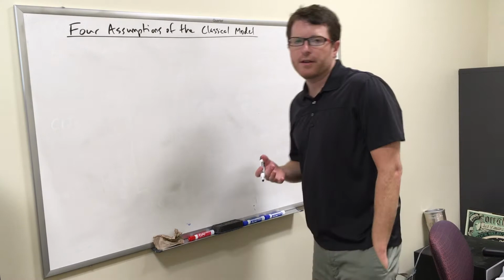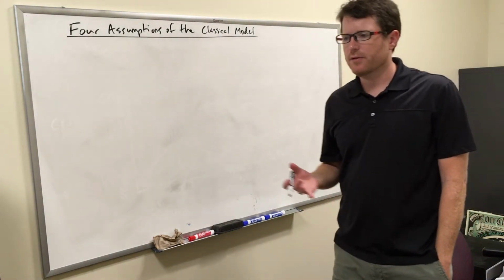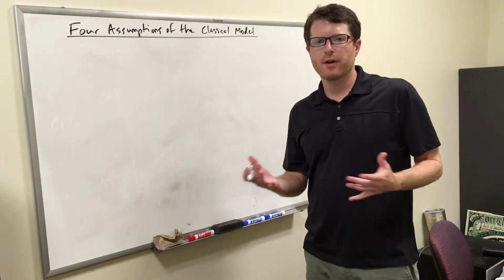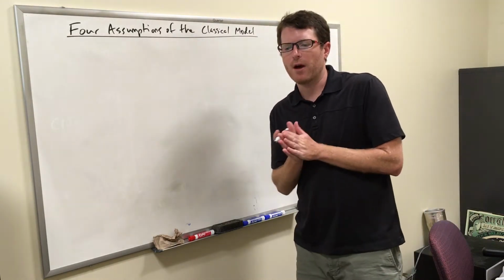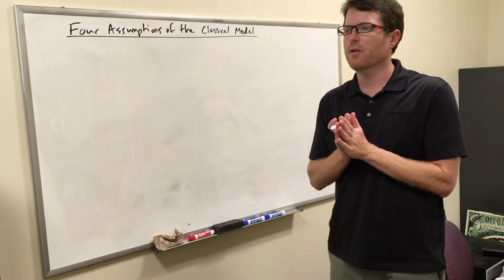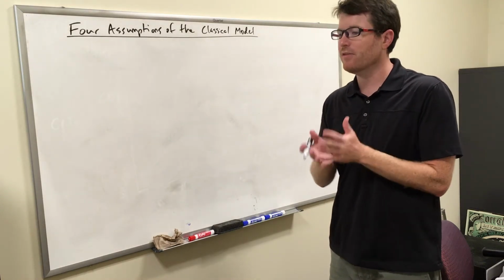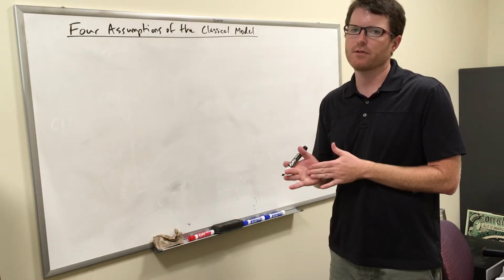Now that you have an understanding of what classical economics' basic beliefs are and the time period of classical economics, we're now going to get into the model. And the models for classical economics are really based on four key assumptions.